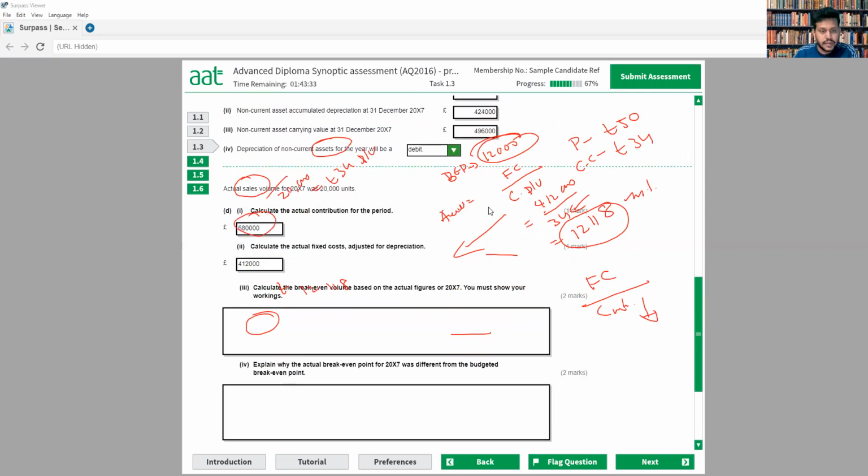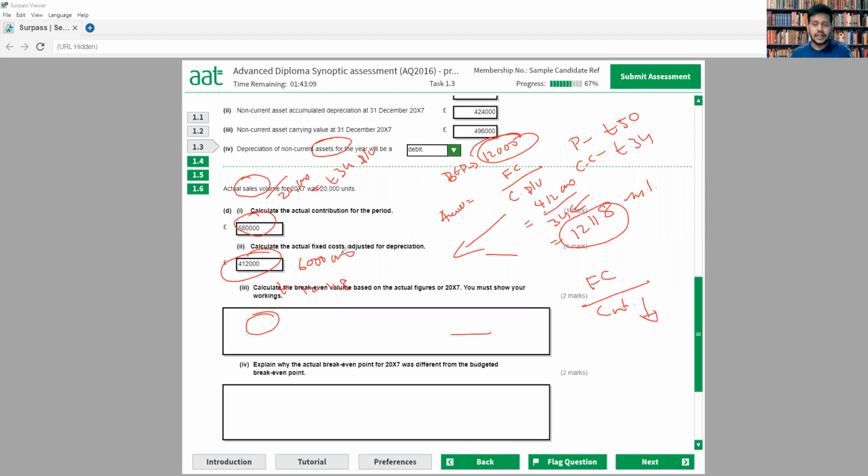Yeah, so my new fixed cost here is 412. The budgeted was 680,000, 600,000, and this one is 412. So what happened because of that? Obviously, if my budget fixed cost is reduced, I have to sell less unit to make the contribution.